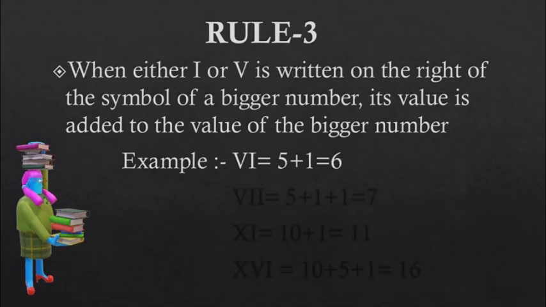Another example, V, which is 5, and on the right hand side we have written 2 I's, which is 2. So we will add both the I's to 5. That is 5 plus 1 plus 1, which is 7.